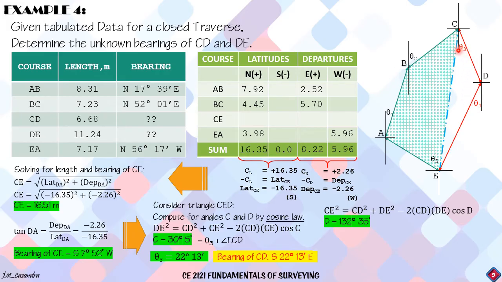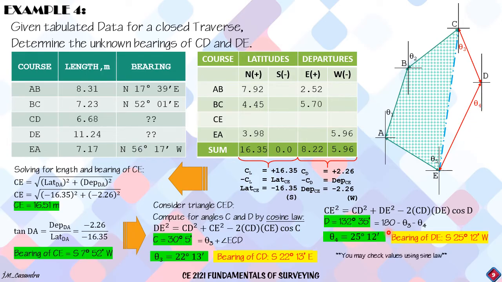So from the diagram, we know this is theta 3. So this is also theta 3. This is theta 4. So we can see that 180 minus this angle D and theta 3 will give us theta 4. So theta 4 now is equal to 25 degrees 12 minutes. So the bearing of line DE is south 25 degrees 12 minutes west.